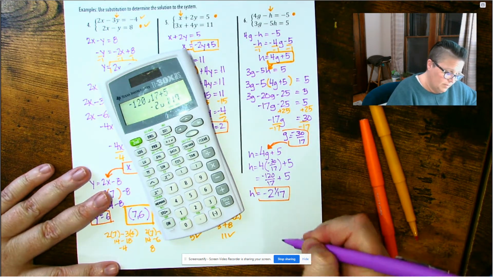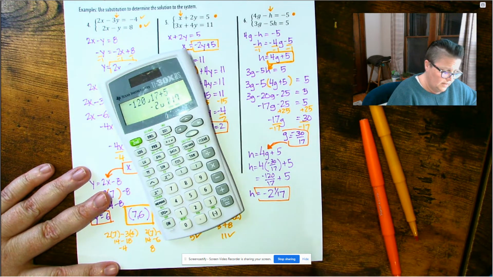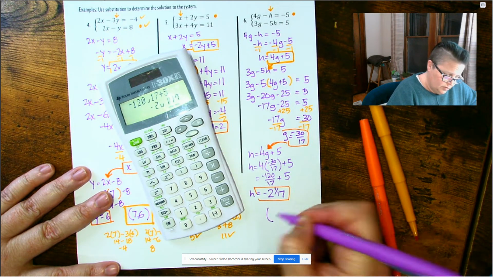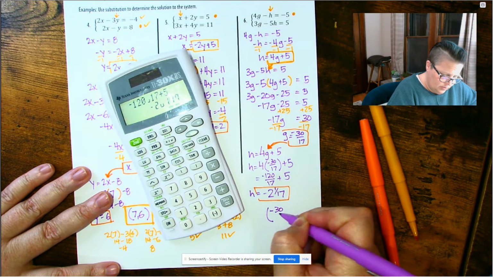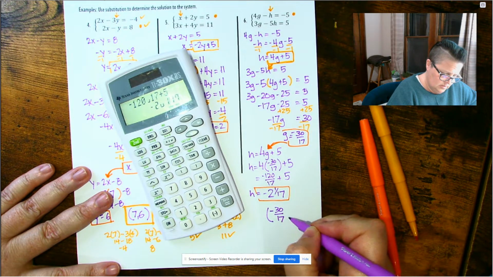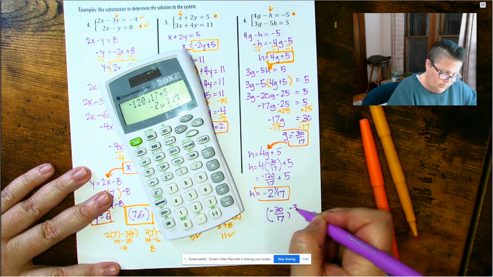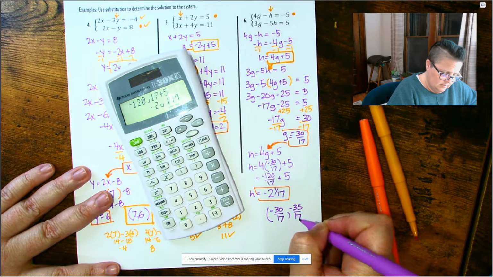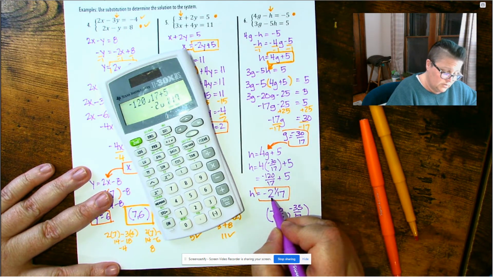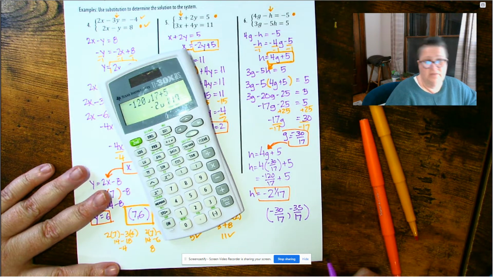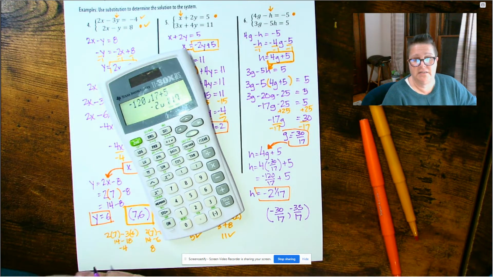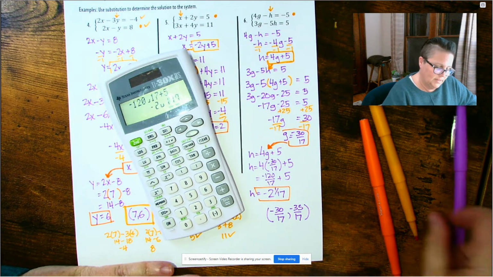Okay, so I believe the solution to this is a negative 30 over 17 and a negative 35 over 17. 17 times 2 is 34, plus 1 is 35. So I believe that is my solution. Oh, Lord, now I got to check it.